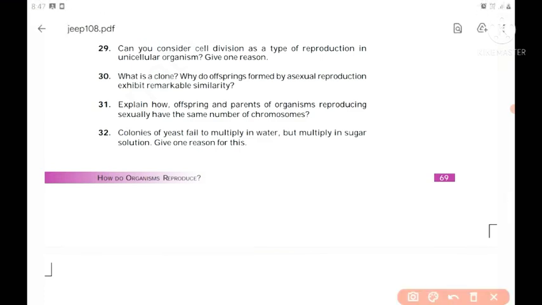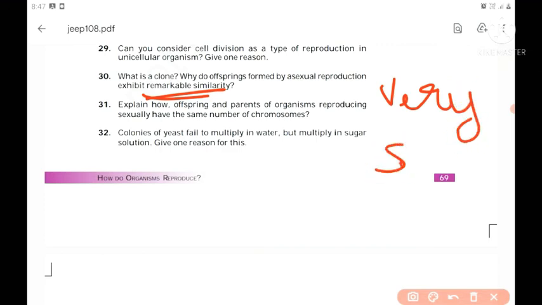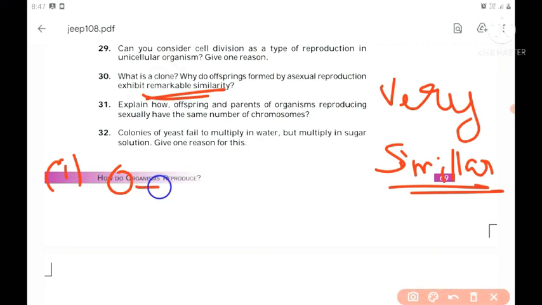What is a clone? Why do offspring formed by asexual reproduction exhibit remarkable similarity? Now, what is remarkable similarity? Remarkable similarity is nothing but they're very similar. Now, what is a clone? First question is that. Clone is nothing but an offspring produced by an asexual method of reproduction. It's called a clone. The offspring which is very similar to the parent is called a clone.